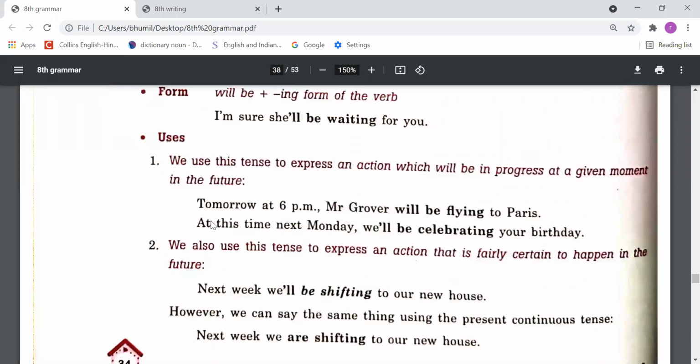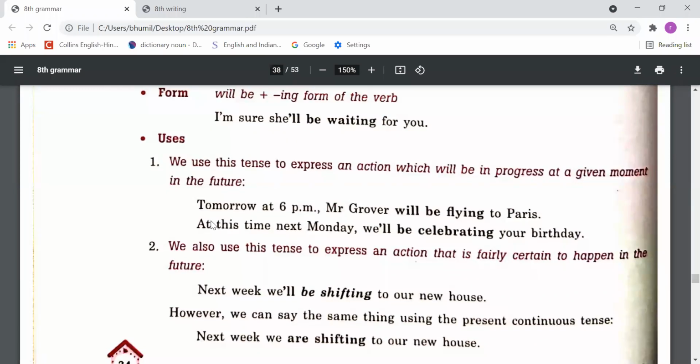Now let's talk about how to use future continuous tense. We use this tense to express an action which will be in progress at a given moment in the future. When something will be going on in the future at a given moment, for those actions we should use future continuous tense. Like, tomorrow at 6 p.m. Mr. Grover will be flying to Paris. So we are talking about the future, and for the time we are talking about, that action will be going on. So for this sense we can use future continuous tense.